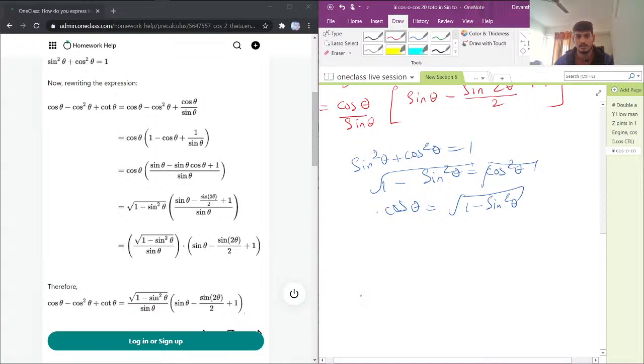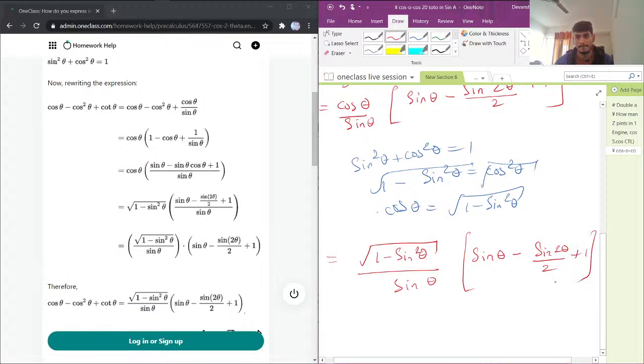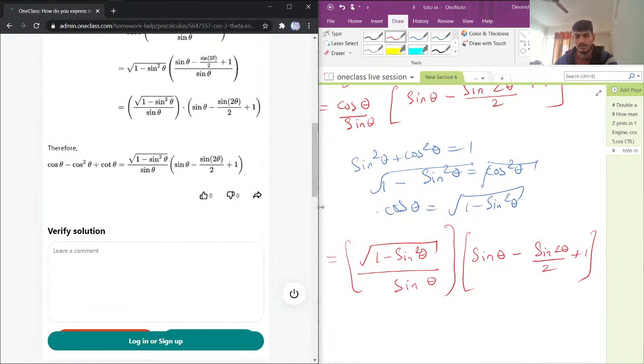So I will substitute the value of cosine theta as under root of 1 minus sine squared theta over sine theta. Then we have sine theta minus sine 2 theta by 2 plus 1. So everything is converted in terms of sine of theta. So this should be the solution.